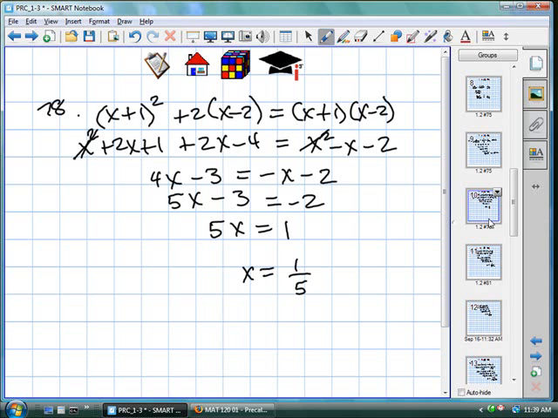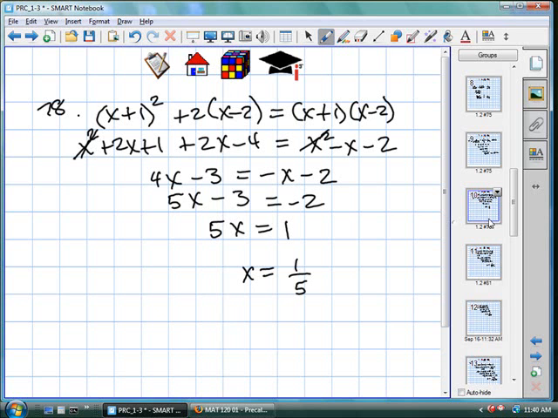2x and 2x is 4x. Negative 1, positive 1 plus negative 4 is negative 3. And have that left over on the right. Now let's get all the x's together, add x to both sides. Get rid of the 3 by adding 3 to both sides. Divide both, finish it up. You're welcome.